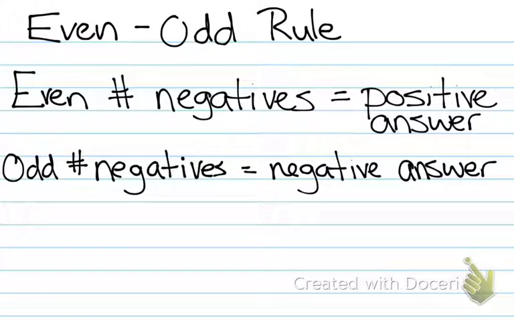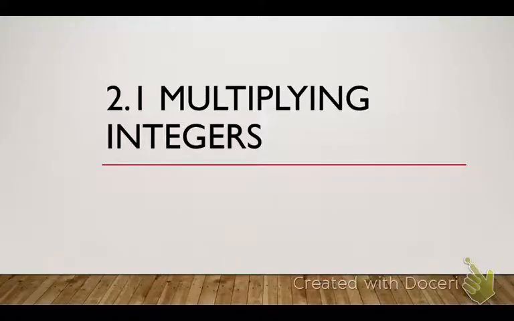So we call it our even odd rule. Do not get it confused with addition and subtraction. This is a different set of rules for multiplication and division. Okay, so using those rules, let's look at example 1 now.